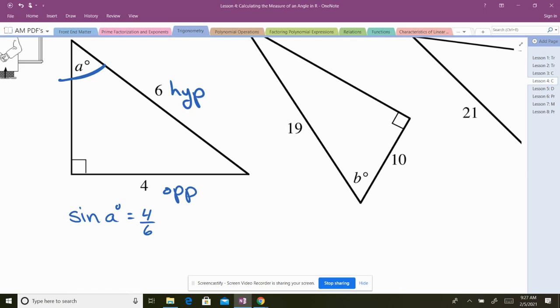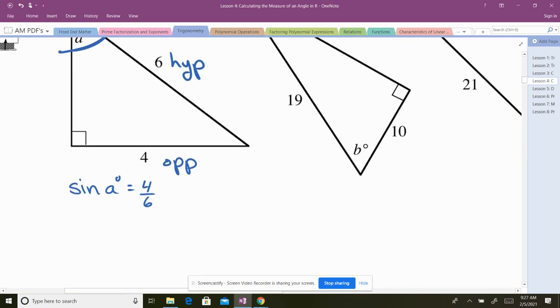What's 4 divided by 6? I want to make that a decimal. 0.6 repeating. So I get sine of A is equal to 0.666666, like you could do it forever. Or you could write 0.6 with a little dot over top of it. Remember that stuff? A line if it's two numbers that are repeating. You just put a dot over top of this one repeating. It doesn't matter.